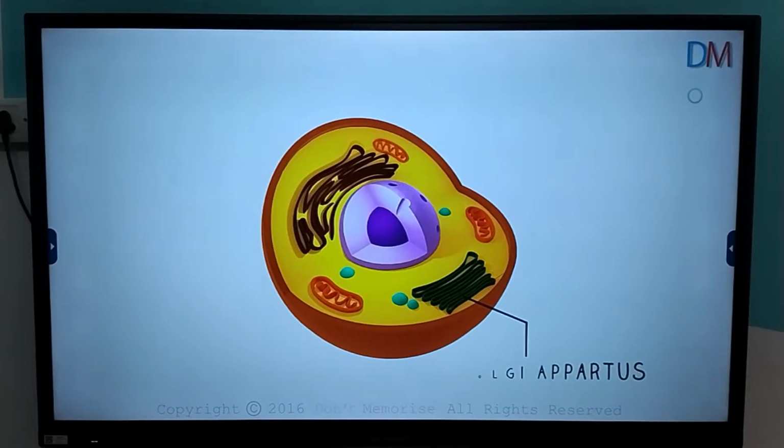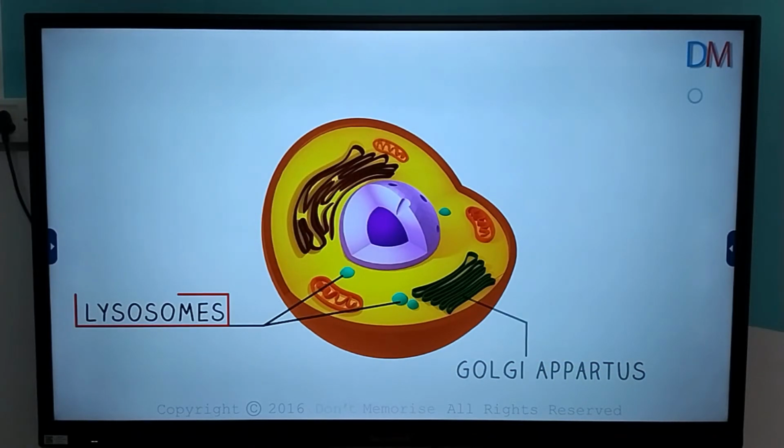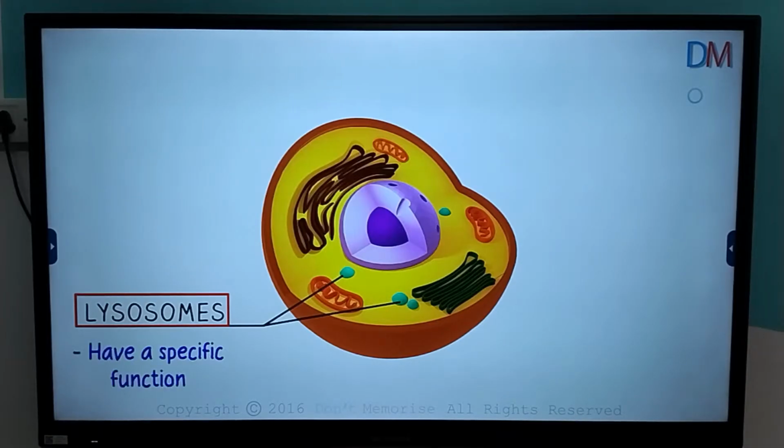We have seen that the Golgi apparatus also helps in the formation of lysosomes. Do you know what lysosomes are? They too are organelles of the cell and have a specific function. What function do you think they serve?